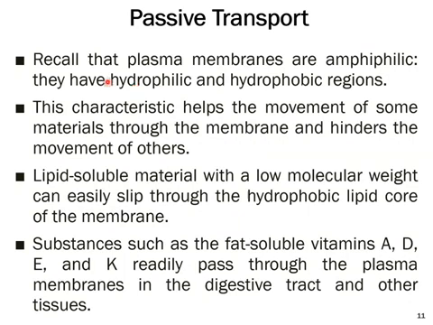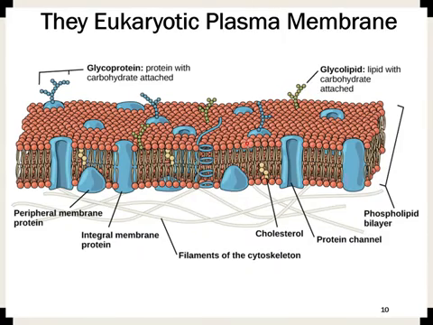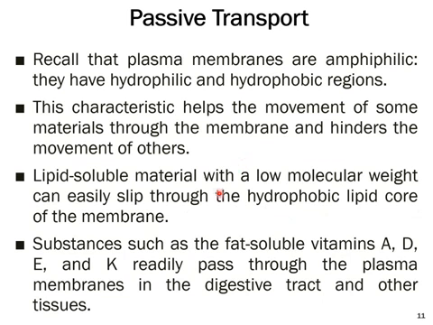We already discussed that plasma membranes are amphiphilic, meaning they have both hydrophilic and hydrophobic regions. The head groups are hydrophilic regions, while the tails are hydrophobic regions because they're non-polar. Heads are polar, they are hydrophilic. Tails are non-polar, they are hydrophobic. This characteristic helps the movement of some materials through the membrane and hinders the movement of others. This is the beauty of the cell membrane, that it has both hydrophilic and hydrophobic ends, so it can control the materials which pass through it.